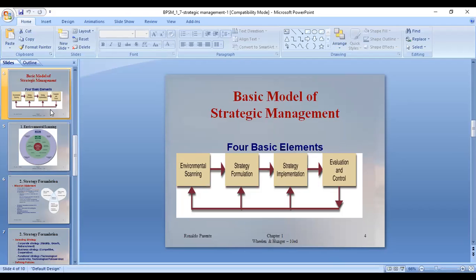Then the next is strategy formulation, or we can say it's a choice. After choosing, you have to implement. And after implementation, you have to go to evaluation and control. If the strategies are functioning well, they will be continued. Otherwise, you will go back to environmental scanning. Whenever you have a problem, you give thought, select the correct thought, then implement it. After implementation, you find out whether things are going well. If it is good, we continue with that. Otherwise, we go back.